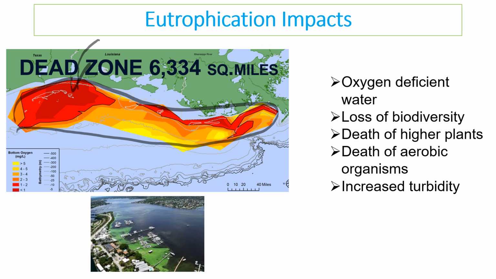Now, this is caused because there is oxygen deficient water, therefore there's loss of biodiversity because nothing can survive there. The higher plants that need more light can't survive because they're blocked out. Aerobic organisms need oxygen, die, and as a result there's increased turbidity in the water.